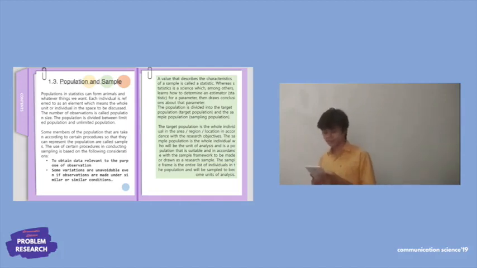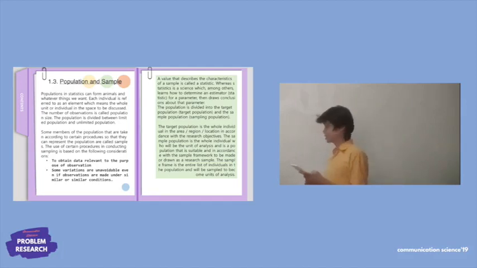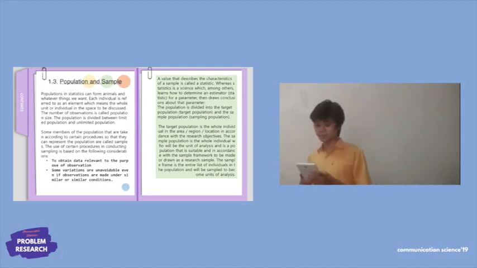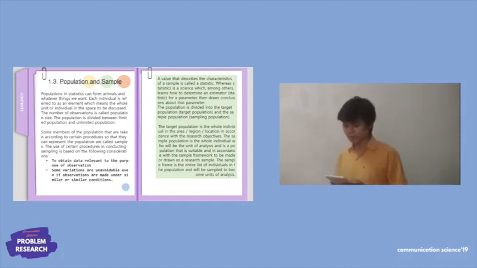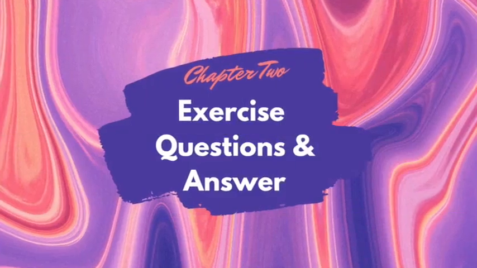The target population is the whole individual in the area, region, or location in accordance with the research objectives. The sample population is the whole individual who will be the unit of analysis and is a population that is suitable and in accordance with the sample frame to be made or drawn as the research sample. The sample frame is the entire list of individuals in the population that will be sampled to become units of analysis. That's all from Dell Gibson.